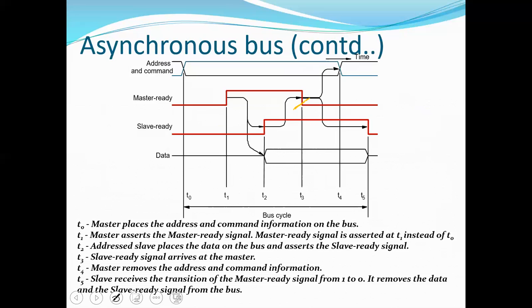Suppose it was a write operation. What is the difference here? If it was a write operation, the data would have come to the data bus in the initial stage itself, and the slave will be ready. Once the slave is ready, it reads the data from the data bus, and as usual the master ready signal comes down. Then after reading the data from the data bus, the slave ready signal also comes down.